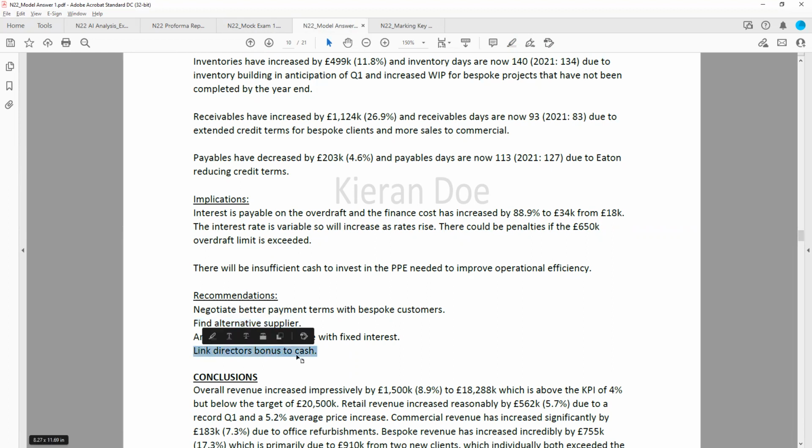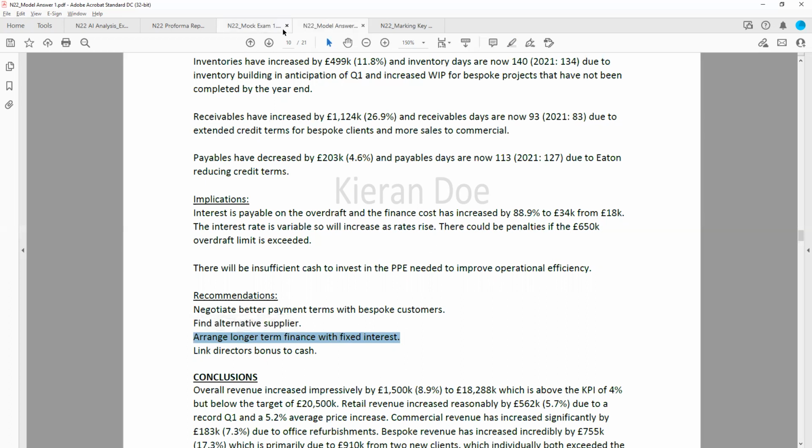A good one is maybe linking directors' bonus to cash. Remember, it's all based on revenue and profit, not on cash. So that might give directors an incentive to negotiate payment terms better. And a good recommendation, which is just arrange some long-term finance.